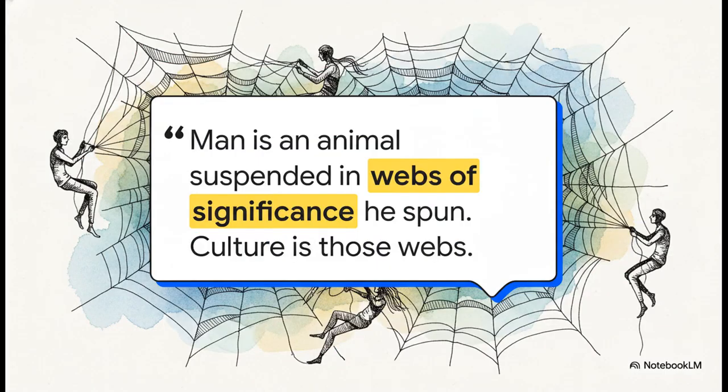And building on that idea, decades later, anthropologist Clifford Geertz brilliantly described humans as animals suspended in self-spun webs of significance. I just love that phrasing. He takes culture to be those exact webs. It really shows that culture is fundamentally how we make sense of our world. We spin these giant webs of meaning and then we just live inside them.